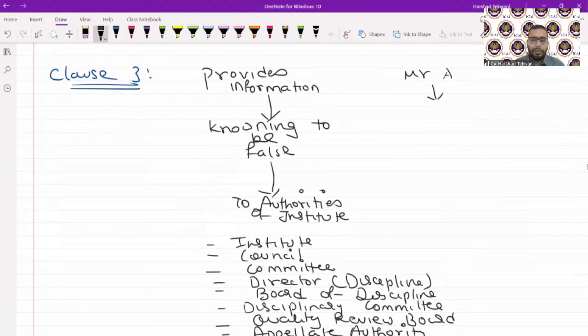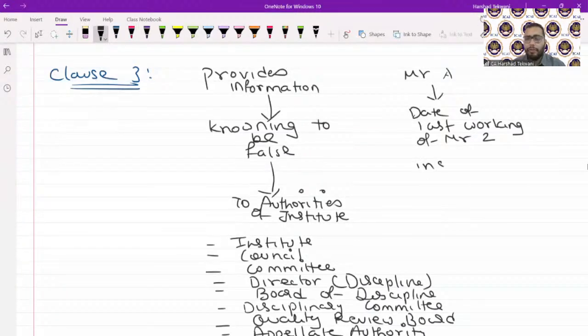In case of some dispute with the article assistant, the Institute or the Council asked him the date of relieving, or you can say the date of last working day of that particular article assistant, from Mr. A, member in practice. Now this date was asked from him. What is the date of last working of, let's say, Mr. Z?